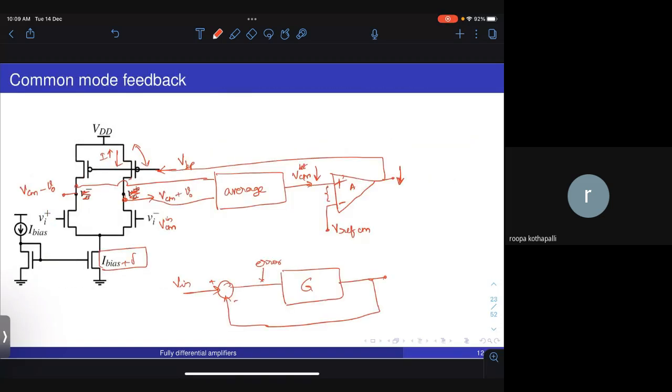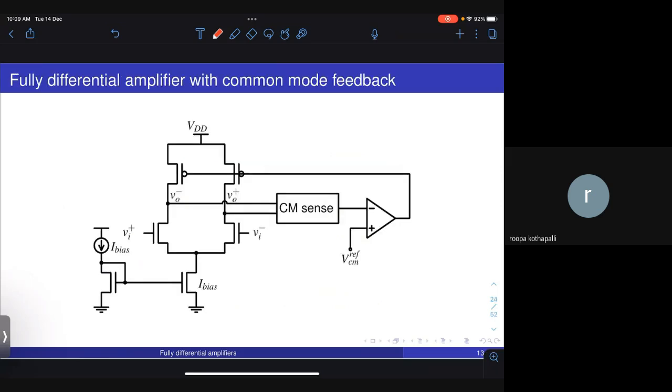So what is that negative feedback? Basically, you detect the output common mode by taking the average of the two output signals. If you take the average, you will get the common mode of the output. Compare it with the reference common mode and drive the PMOS current sources in a negative feedback to make sure that your output common mode always stays where it should be. Okay, so that's the same circuit that we have shown here.